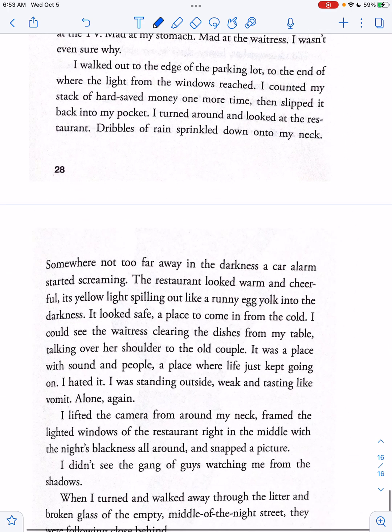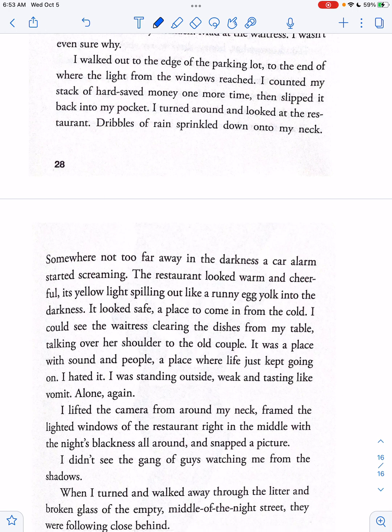I walked out to the edge of the parking lot, to the end where the light from the windows reached. I counted my stack of hard-saved money one more time, then slipped it back into my pocket. I turned around and looked at the restaurant. Dribbles of rain sprinkled down onto my neck. Somewhere, not too far away in the darkness, a car alarm started screaming.